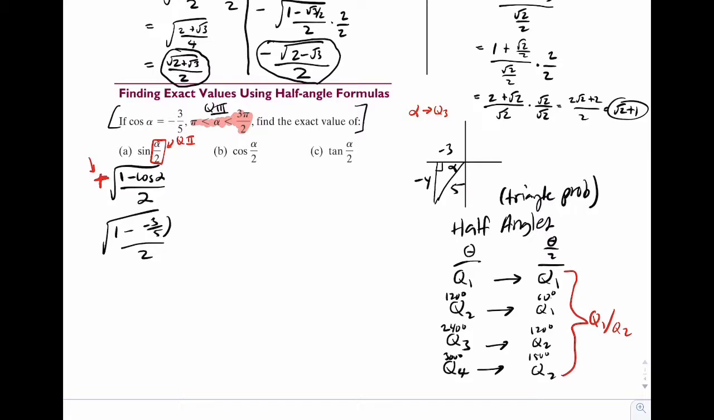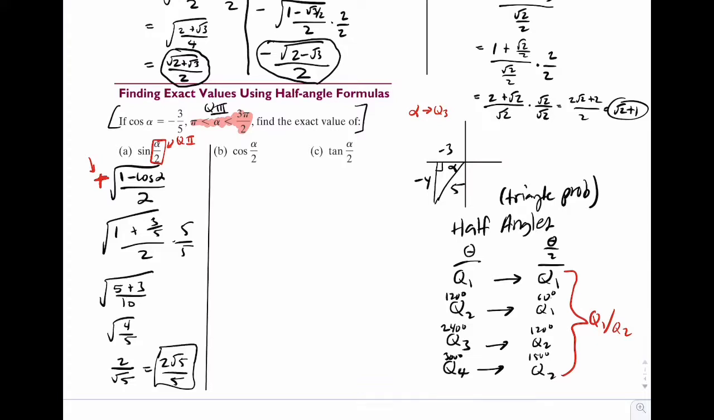Now we just got to do a little bit of fraction work. Let's make that 1 plus 3/5. Let's multiply by 5 over 5. So you have the root, that's just 5 plus 3 over 10. That would be 8 over 10, which is 4 over 5. And that becomes, through a little bit of rationalization, 2 over root 5, which is 2 root 5 over 5. So there we go.